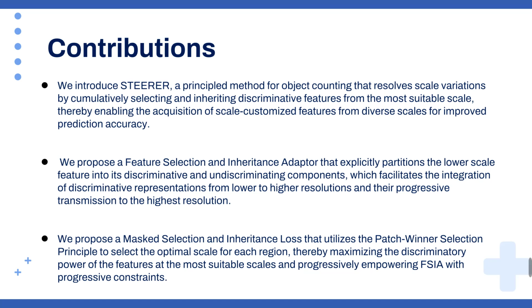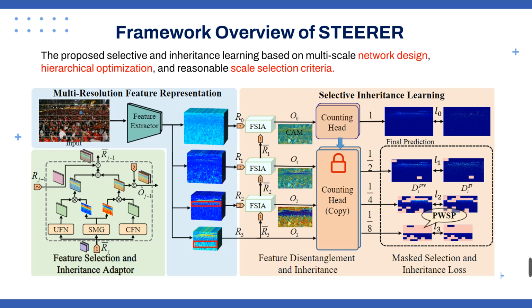3. We propose a masked selection and inheritance loss that utilizes the patch winner selection principle to select the optimal scale for each region, thereby maximizing the discriminatory power of the features at the most suitable scales and progressively empowering FCI with progressive constraints. The proposed selective and inheritance learning is based on multi-scale network design, hierarchical optimization, and reasonable scale selection criteria.